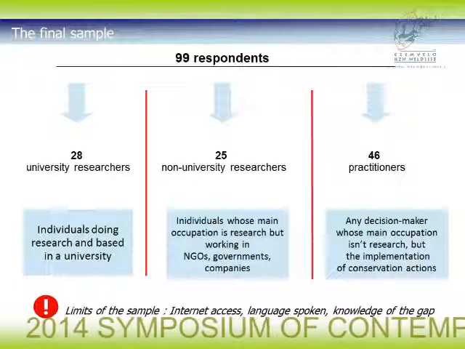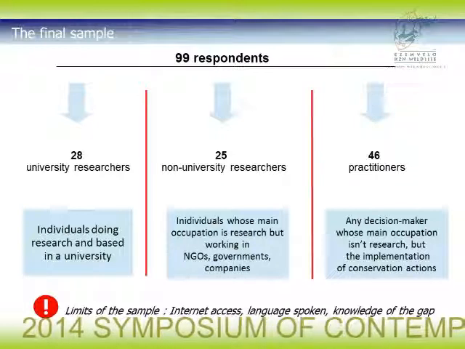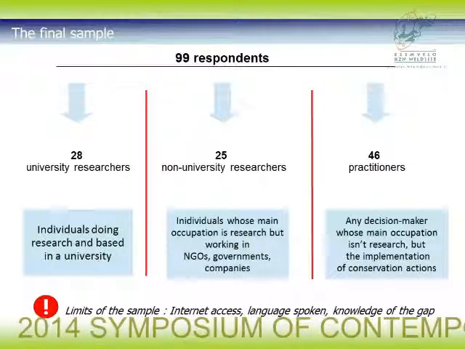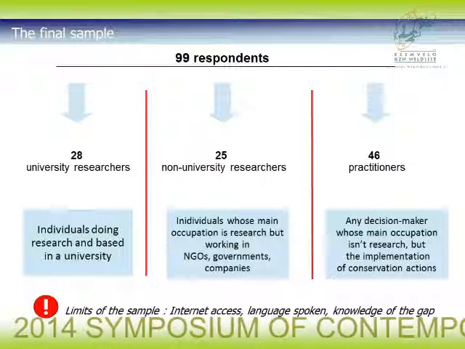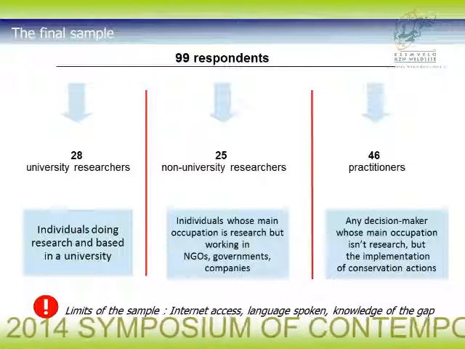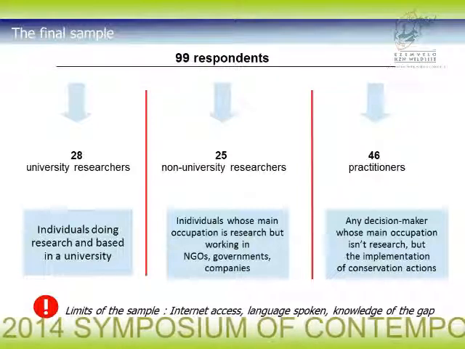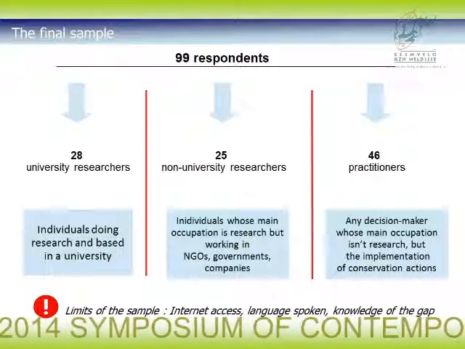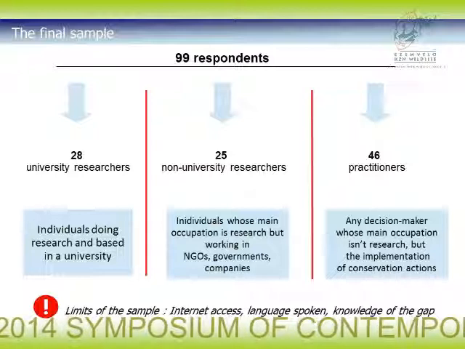So he's not an academic. He's not a theoretician. He's not a researcher, and he's not a conservation biologist. That's what I've been reading. So I decided that he was, or she was, any decision maker whose main occupation is not research, but the actual implementation of conservation actions.